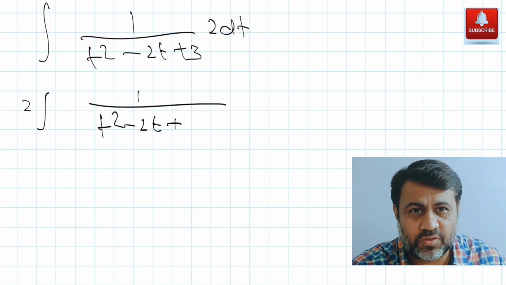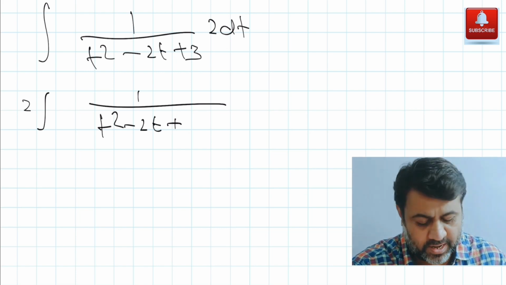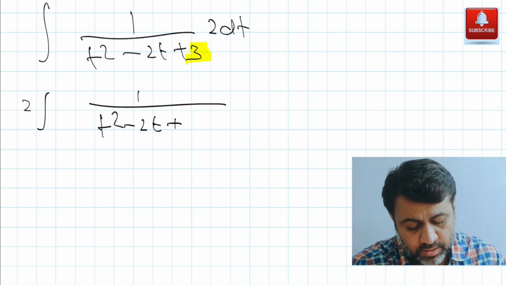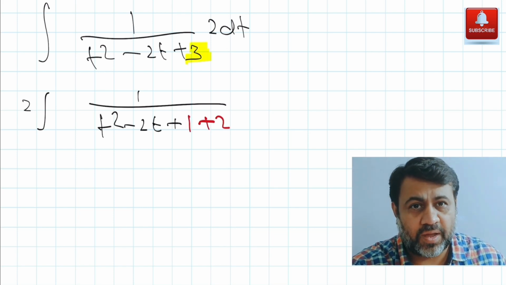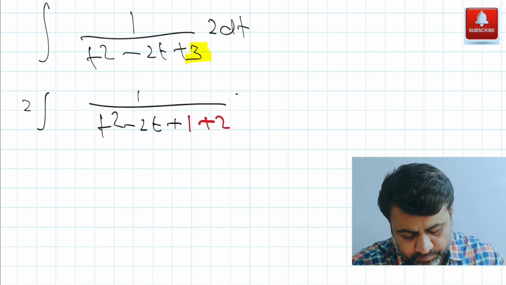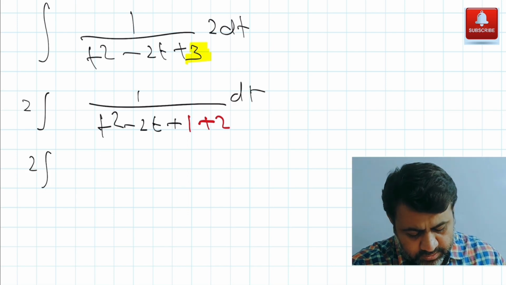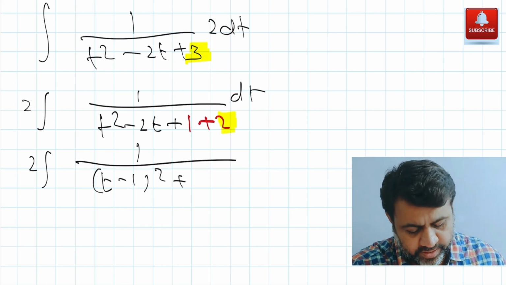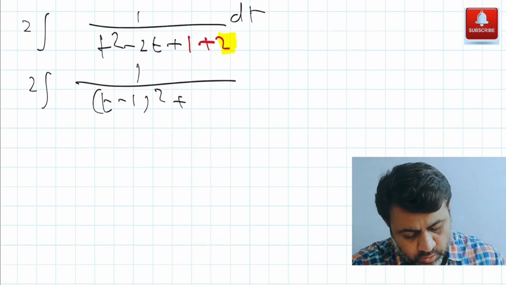You can use the a square 2ab method and do it that way also, but what I am doing is I am going to write 3 as 1 plus 2, so that t square minus 2t plus 1 I will replace as t minus 1 the whole square. So observe what I am doing in the next step. So this is t minus 1 the whole square, and instead of 2 I am just going to write root 2 the whole square. So this will be root 2 the whole square dt.